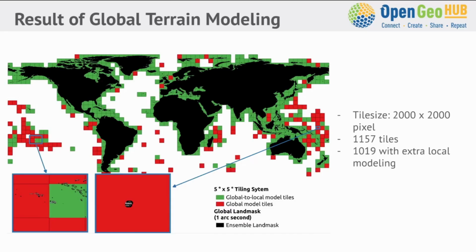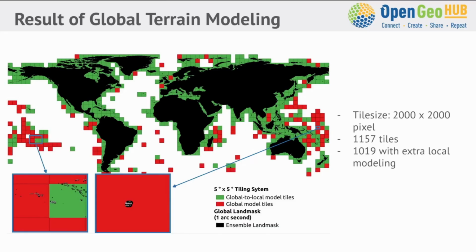We use 2000 by 2000 pixel tiles, and in total we produce 1,157 tiles with 1,019 extra local models for producing this global ensemble terrain model, adjusting to the local context. So you can see that the red squares here are only the global model type, because there are no extra ICESat and GEDI lidar points in there.